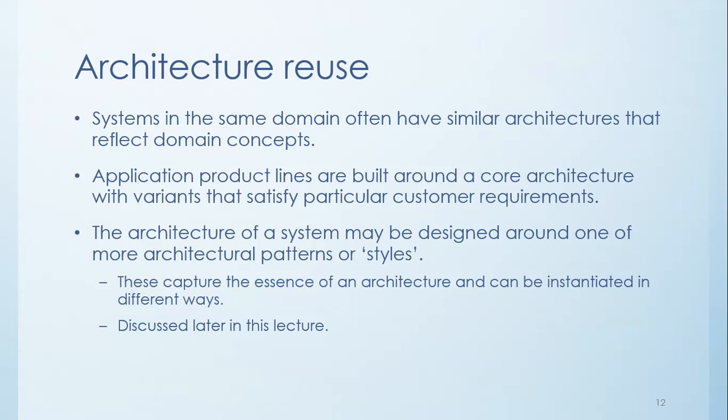You can go now and reuse those architectures in other systems of the same domain that reflect the same kind of concepts. You can build application product lines around a core architecture with some kind of variants that satisfy particular customer requirements. So let's say you're building security systems. You can build for boats versus houses versus, I don't know, warehouses. You could tweak the system for every specific scenario, and you can get a product line around that kind of security thing.